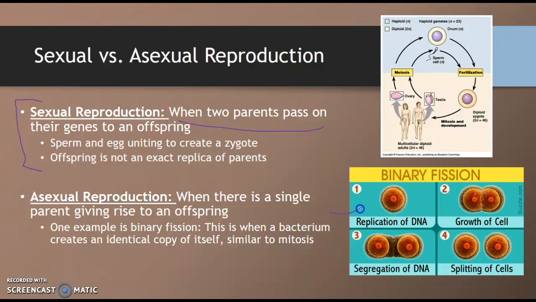So when we look at bacteria, for example, this is called binary fission. It's a type of asexual reproduction. So in binary fission, the bacterium will actually replicate its DNA, grow, and kind of segregate that DNA off in different directions, and then you'll have the splitting of the cell. So you create an exact replica. It's pretty much mitosis for bacteria.